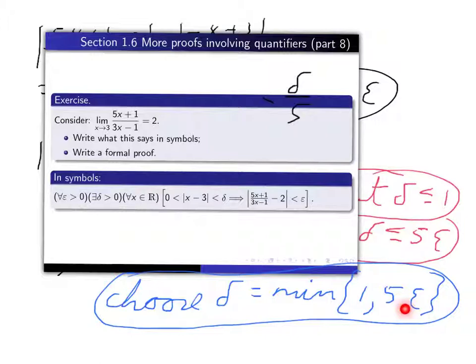Now, how are we going to get the balance of the proof to work? What is the order of things that you should do? You begin by giving yourself an epsilon. You then choose your delta in this way. Then you give yourself a real number x. And then you assume that this happens. And now you have to prove that this happens. And how do you do that?